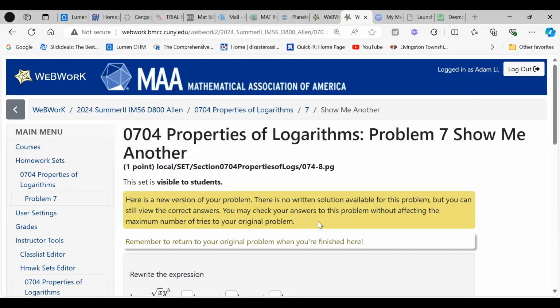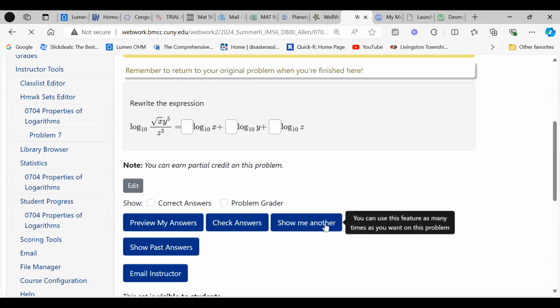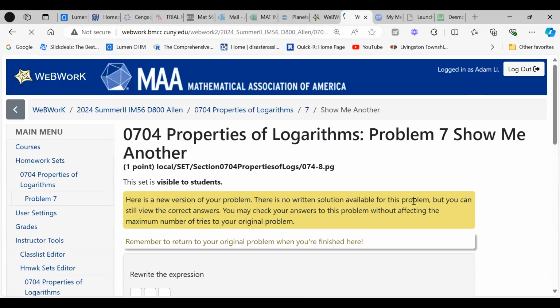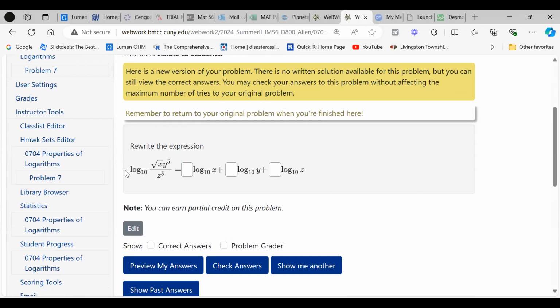Let's see if there is any cubic root or square root. Yeah, let's try this one.